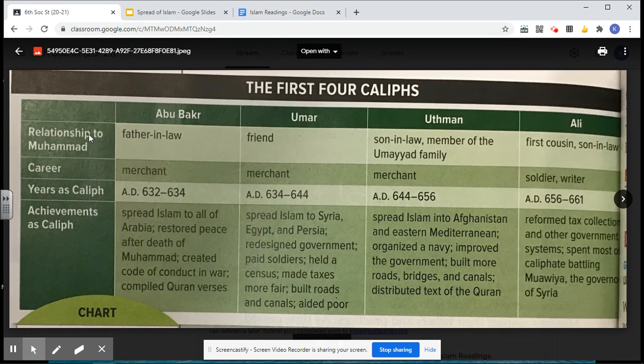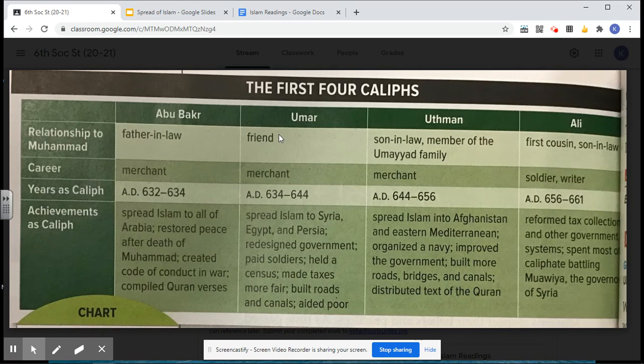Okay, and we're definitely going to water this down very quickly. If you look across the first topic here, the relationships to Muhammad, you can see that one of them was a father-in-law, one of them was a friend, the other one was a son-in-law and member of the Umayyad family, I'll talk about in a second. And then over here it says first cousin and son-in-law. Okay, so the first guy is his father-in-law. So that means obviously that Muhammad's wife's father is this guy.